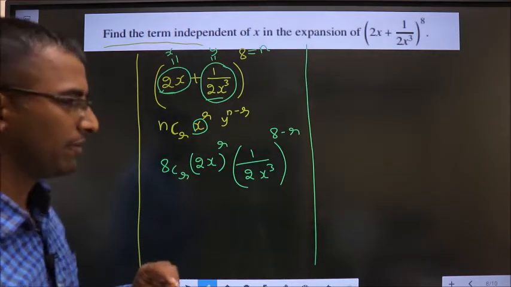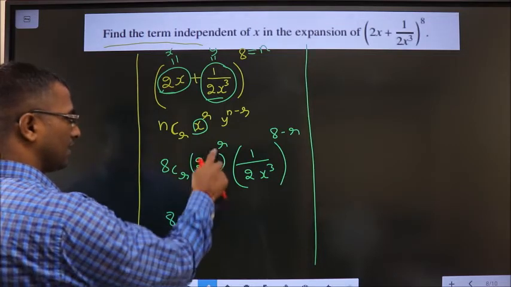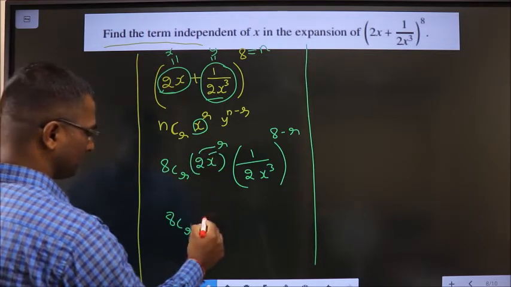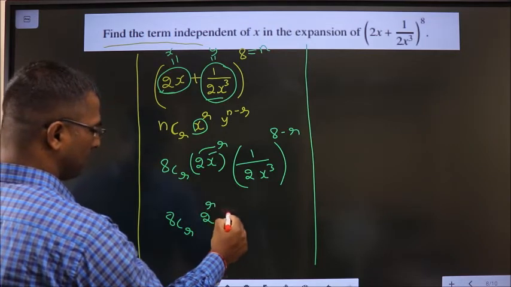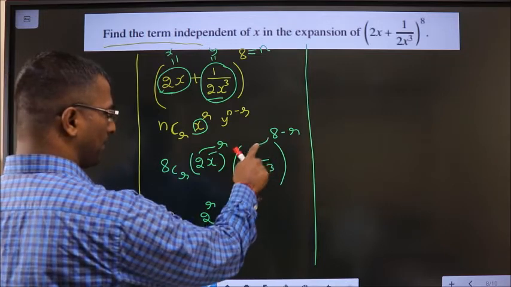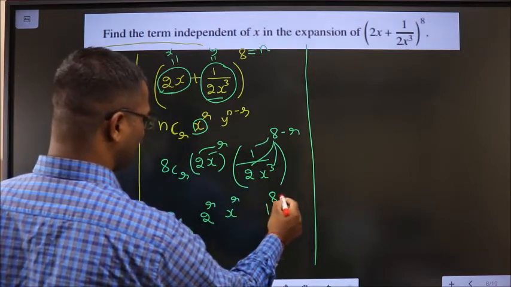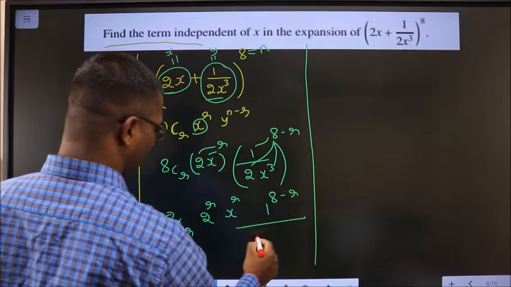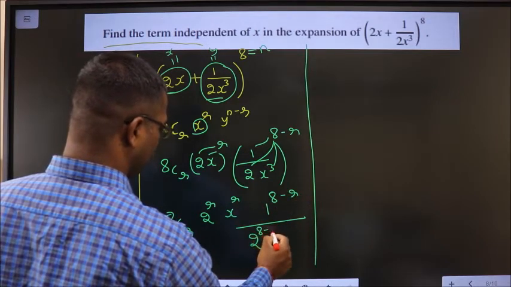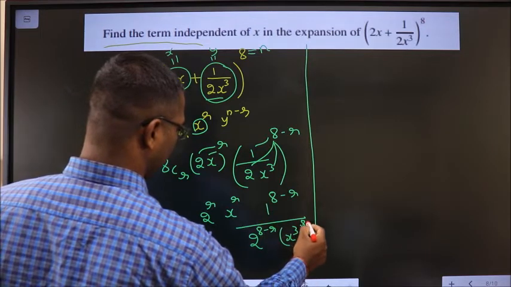And how do we simplify? See, 8Cr as it is. Apply this power to each, so it will become 2^r x^r. Same here, apply this power to each. So 1^(8−r) by 2^(8−r) x^(3(8−r)).